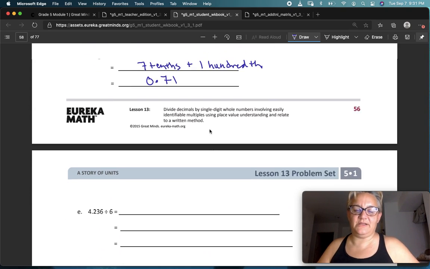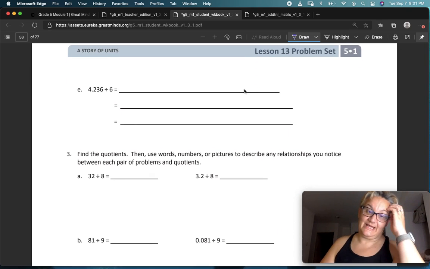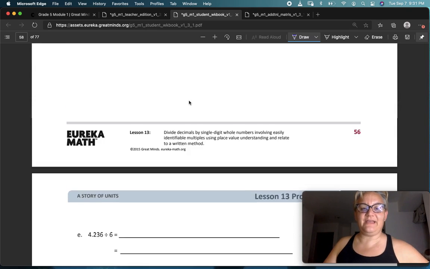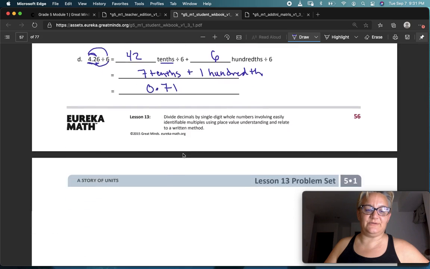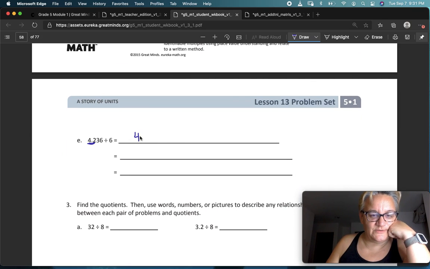Are you liking this idea of putting things into unit form before you divide? I like it. I think it's a lot easier. Now here they haven't given us any tips. We have to do it on our own. I like that 42 idea, so let's do that. 42 ones divided by 6. So I'm taking this chunk out first. And then I'm going to do 36 thousandths. Do you see that?